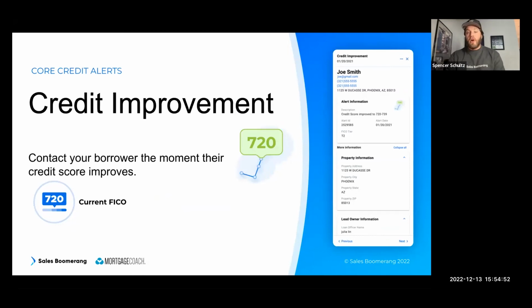Next one is a little bit more proactive as opposed to reactive, guys. Credit improvement. We like to say turn them down, but don't turn them away with credit improvement. We're going to take your credit repairs off your shoulder, so to speak. All right, Joe Smith and I are talking. We end up pulling credit on a purchase he's looking to do, and his credit score is not high enough. He's in the high 500s.